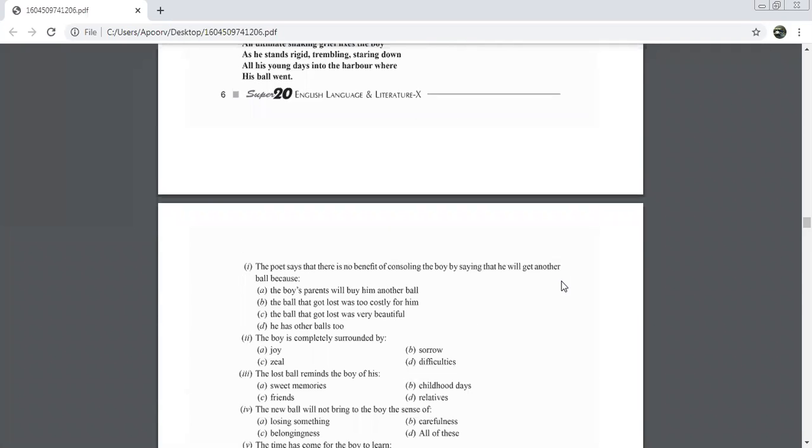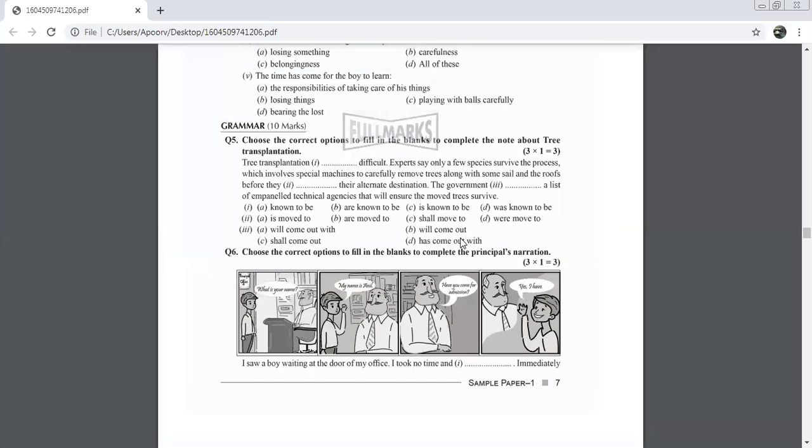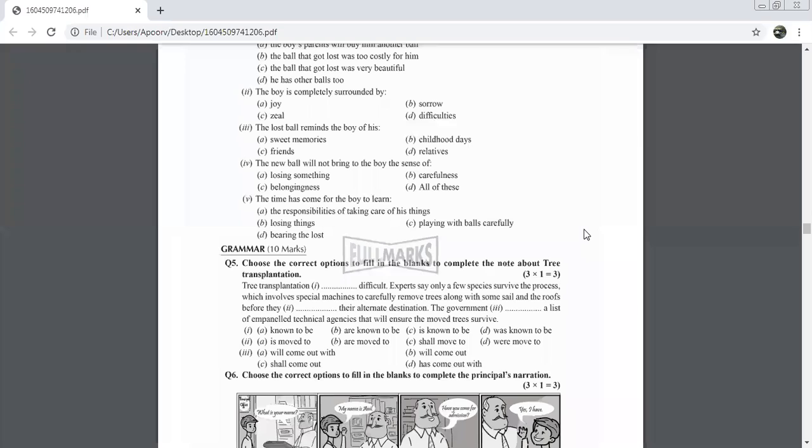Grammar part a little. Yes, beta. Now the grammar part. Attempt question number 5. We'll discuss the answers. Can you see question number 5 on your screens? The grammar part? Yes, ma'am. And then we'll discuss.